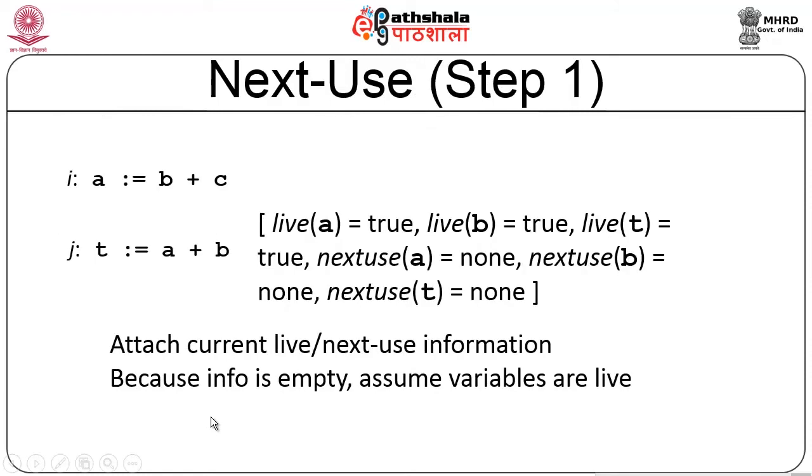Based on that, let us take this example. This is as given in the textbook itself. So, I have two line numbers I and j. I is the first line number and then I will have a line number called j, for example. To start with, you attach current liveness or next use information to the variables. As the info is empty, you have to assume all variables are going to be live. So, here live of A is true, live of B is true, live of T is also true, and then you say next use of A is none, next use of B is also none, next use of T is also none, before looking at line j to start with.